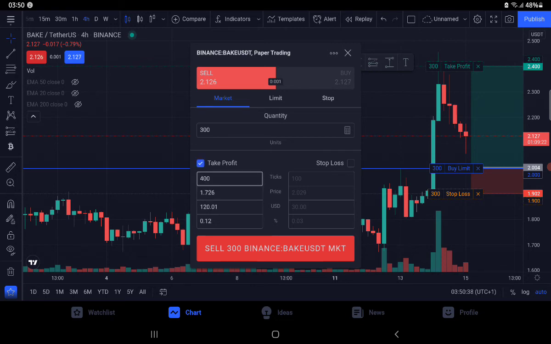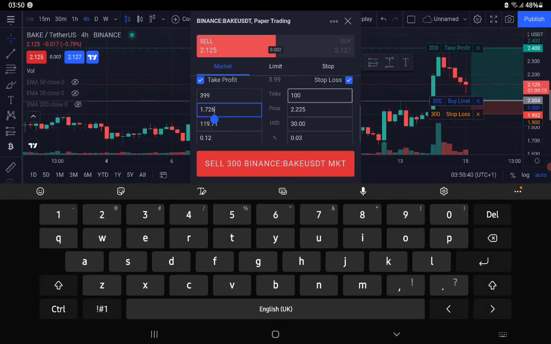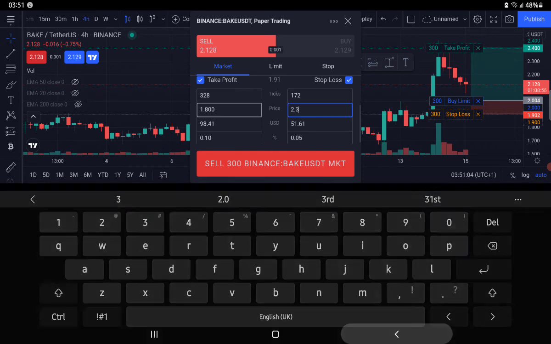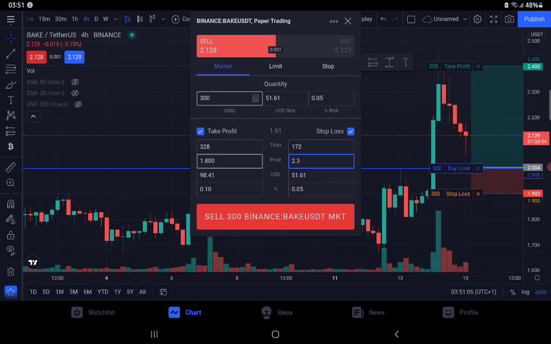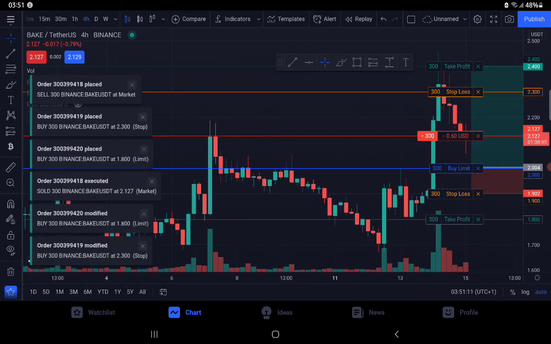So for this, let's just say take profit will be 1.9, stop loss will be 2.2, 2.3. See, this is a sell short and we're entering a market order. Click on sell. See, it gets executed automatically.